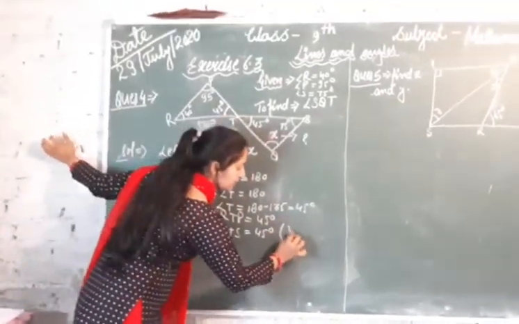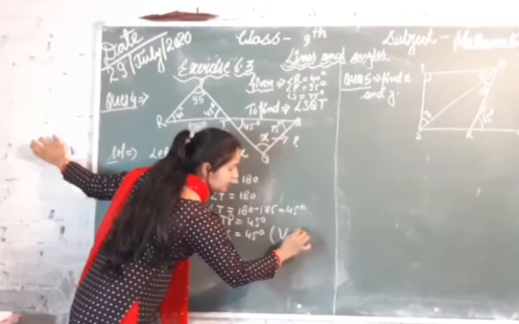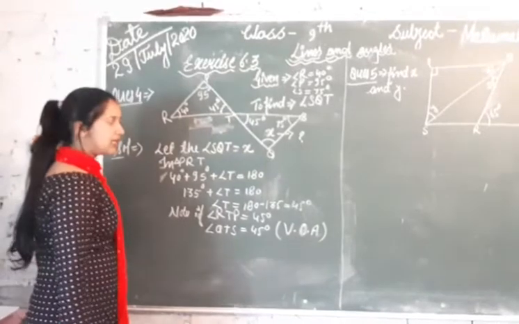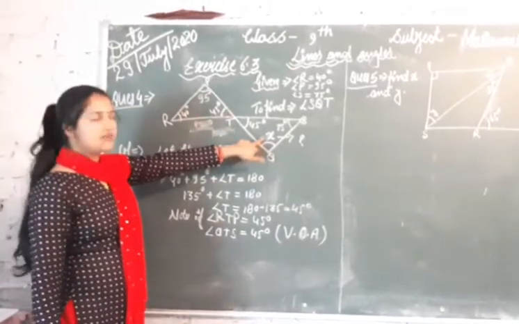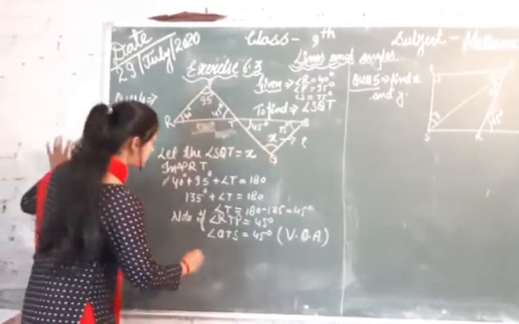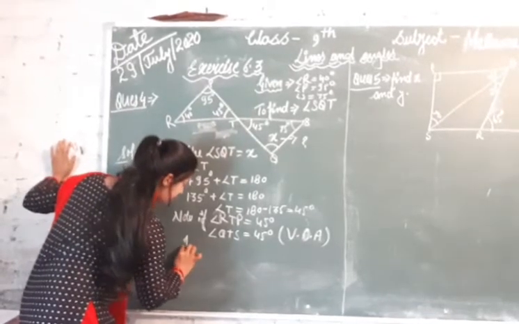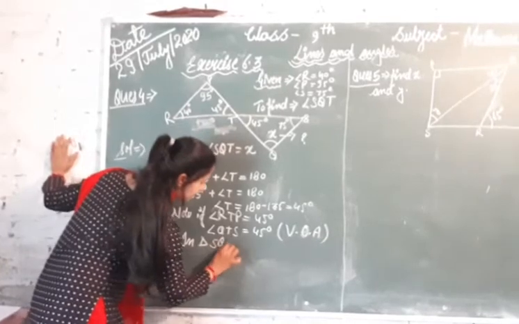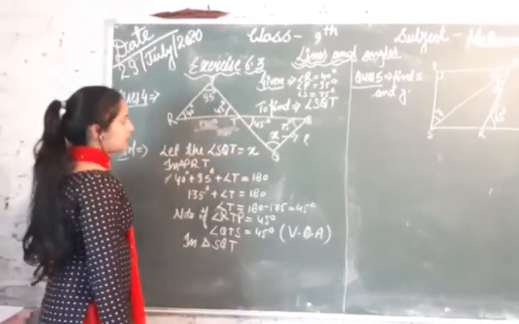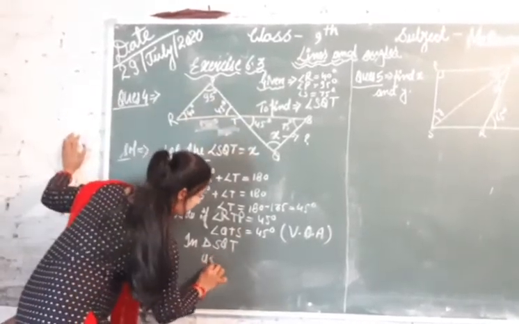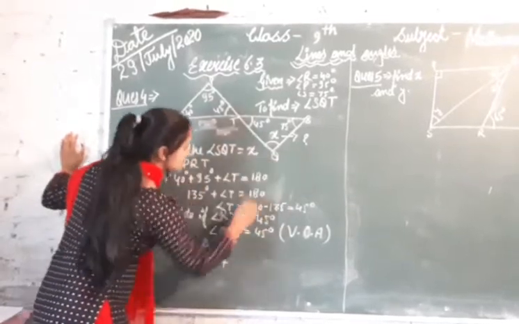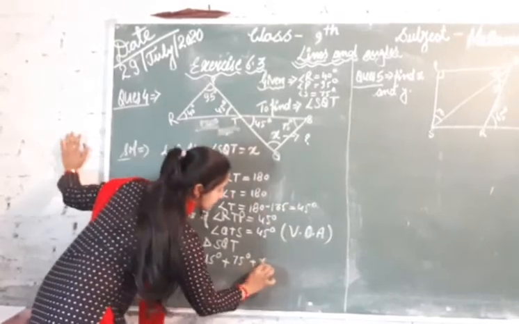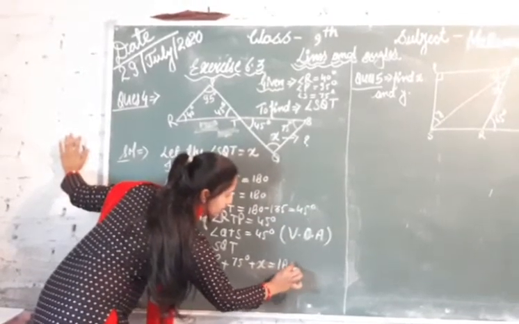Why is it 45 degree? Vertically opposite angle. ठीक है, because of vertically opposite angle. Now at the last we have to find this angle x. So we will work in the triangle SQT. In triangle SQT, what are the angles? The angles are 45 degree plus 75 degree plus your angle x. They should also be equal to 180 degree.